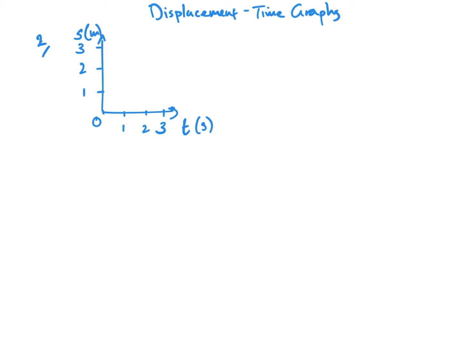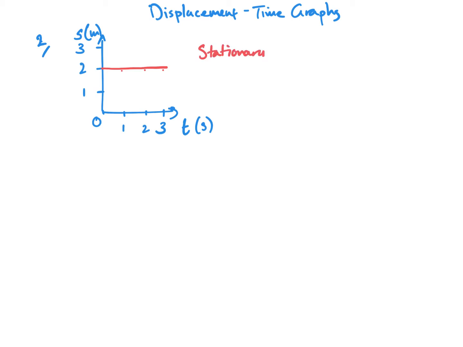So if we look at some simple examples to start with, if we had a displacement time graph which looked like that, then you've got to just assume that's a straight line. It's hard to draw with a rule on my iPad. What does that show? Well, at 1 second, the displacement of this object is 2 meters. At 2 seconds, the displacement is 2 meters. At 3 seconds, the displacement is 2 meters. So this is an example of an object which is not changing its displacement, i.e. it's stationary.